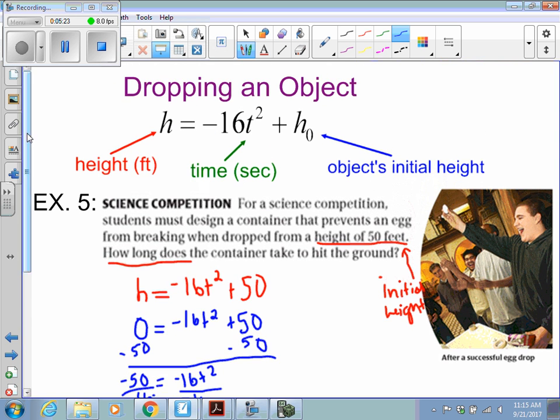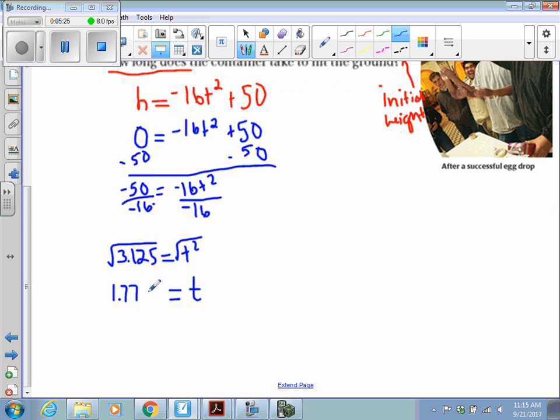Now let's go back to see what we had to write as our label. We're in seconds. So it's 1.77 and then we're going to put seconds. Okay, let me rewrite that so I have room here. So our final answer here is that it took 1.77 seconds for the container to hit the ground. And then this would be your final answer.